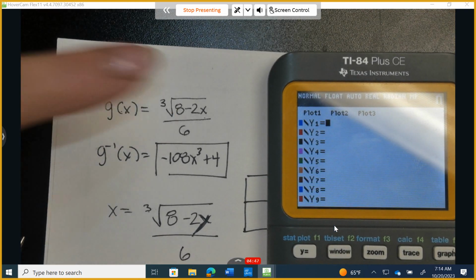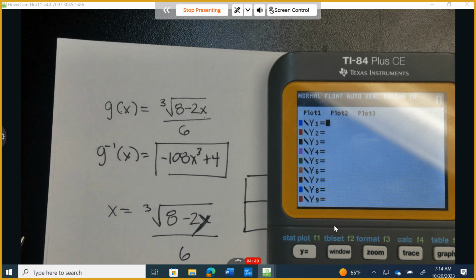Go up to y equals. I'm going to start with the very first function. I'm going to put parentheses around the numerator and parentheses around the denominator to separate the two. Now, how do I find that cube root?